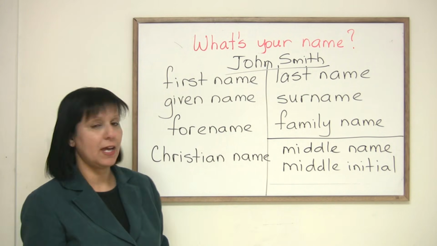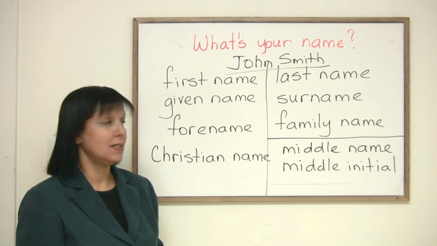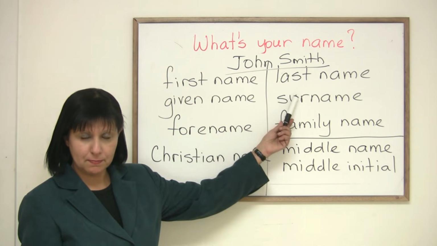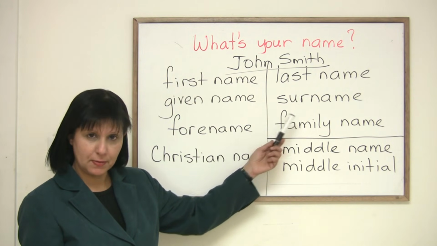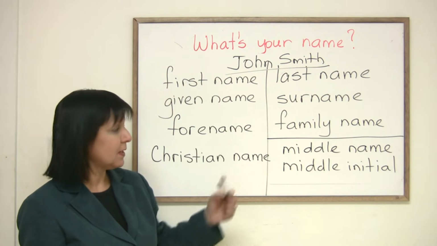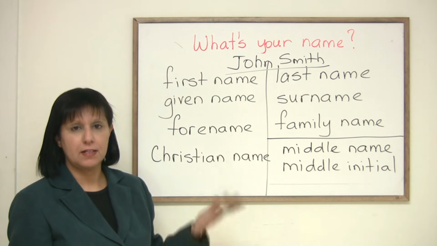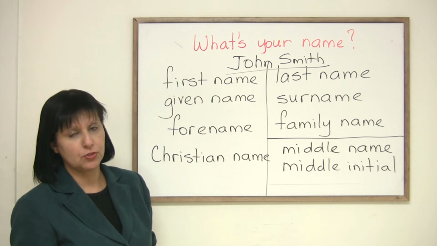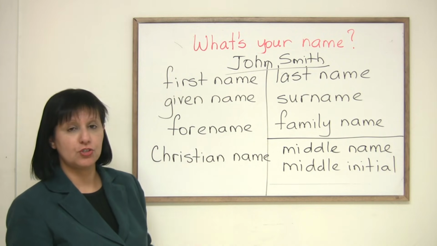Now, let's look at John Smith. So the second word, Smith, is his last name. Smith is also his surname. Smith is also his family name, right? So you might come across any of these terms also when they're asking for the last name or surname.